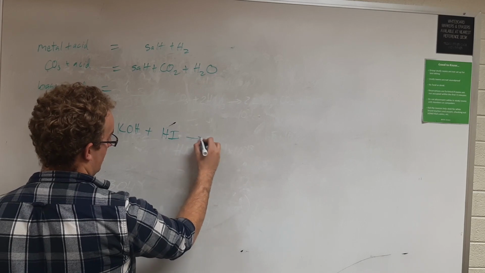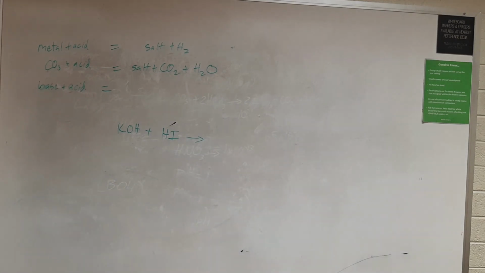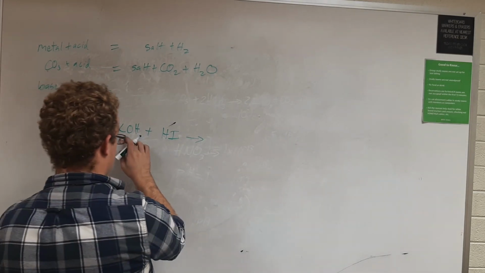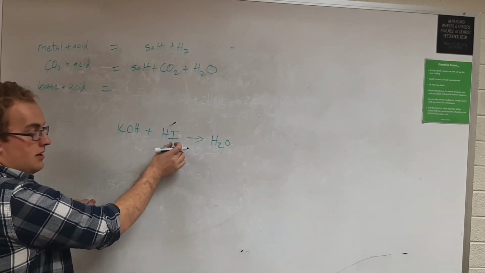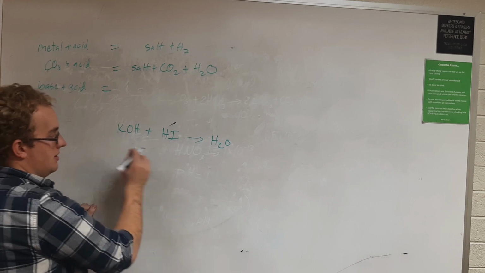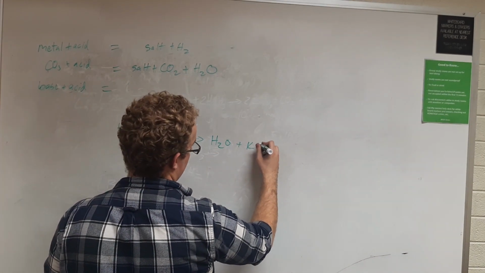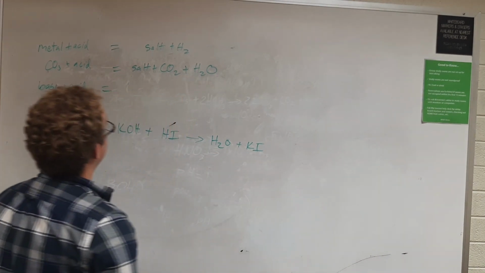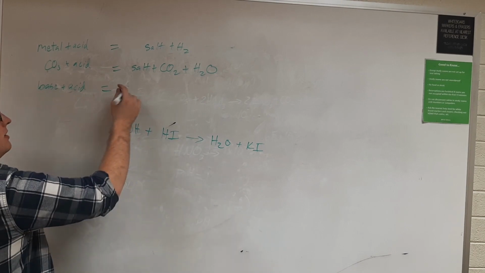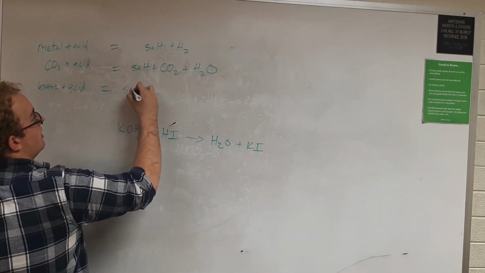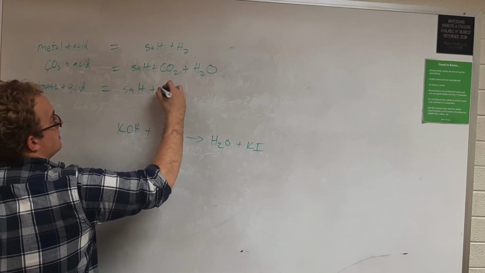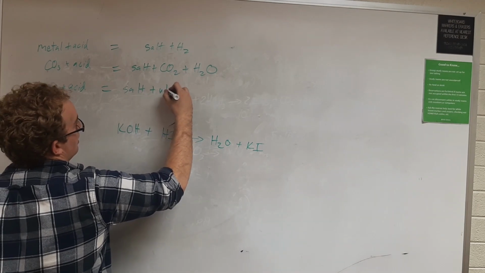This is going to make a salt plus water, right? The hydrogen will come over here with the OH, that'll make water. And then the negative ion here, the iodine, will come with the potassium and make a salt, KI. So a base plus an acid, this is a neutralization reaction, will produce a salt plus water.